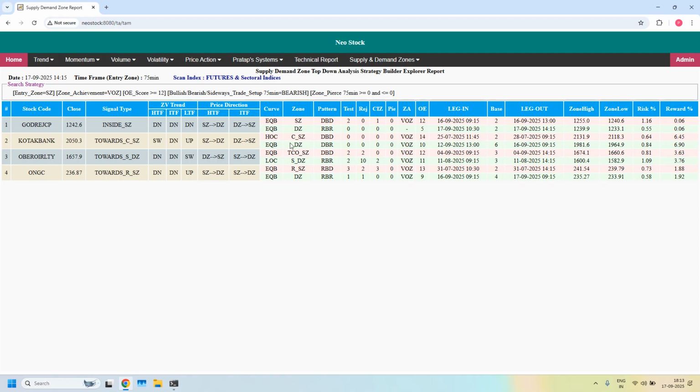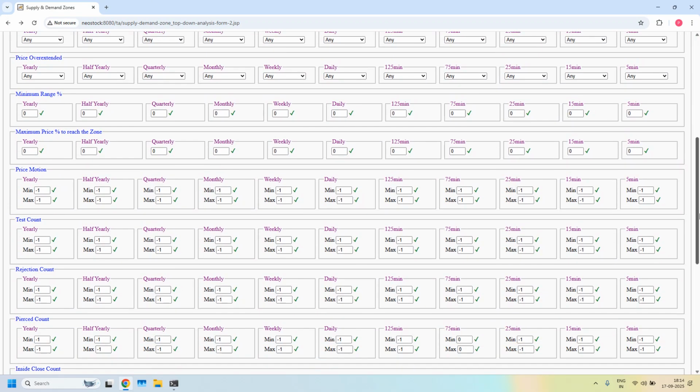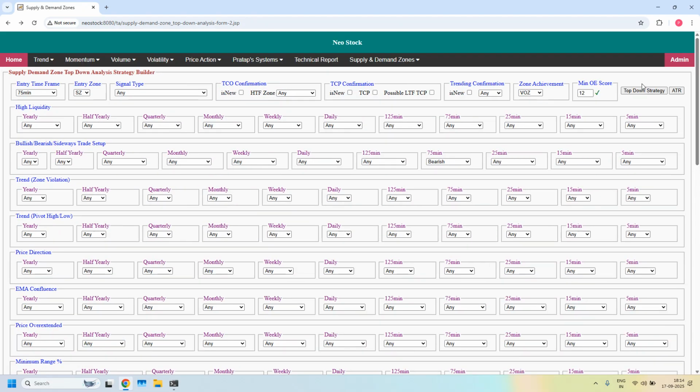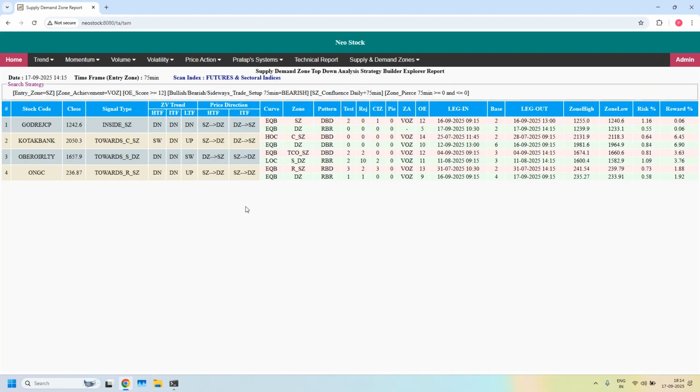And all the entry time frame zones are 75 minutes supply zones. So total 4 stocks we got. Out of these 4, how many have a higher probability of success? That we can filter based on different supply zone confluence and EMA confluence strategies that you learned in lesson 27. So first filter is LTF and ITF supply zone confluence, that is 75 minutes and daily supply zone confluence. By enabling the filter and applying on the 4 stocks, we got all 4 filtered.